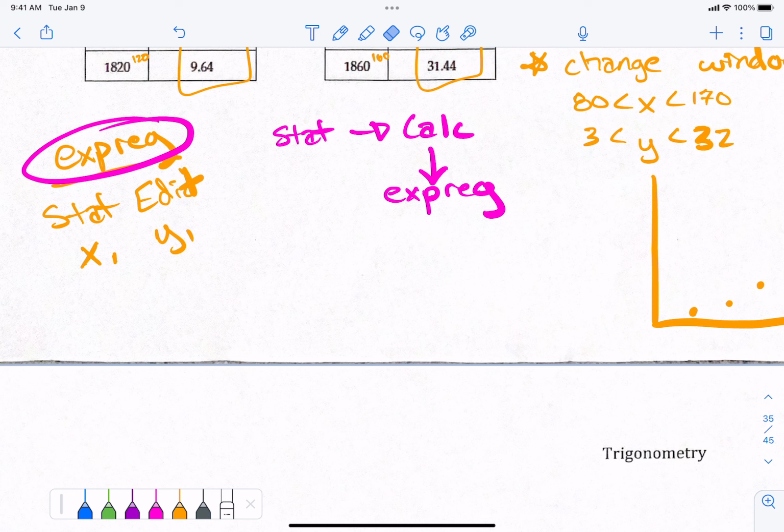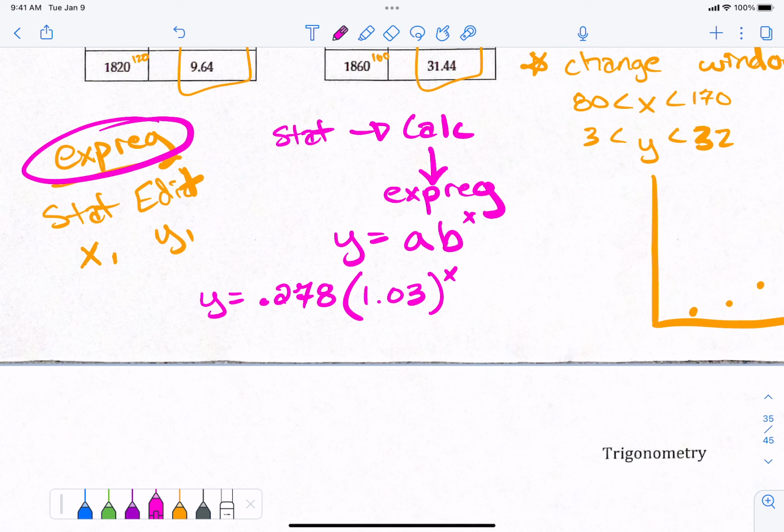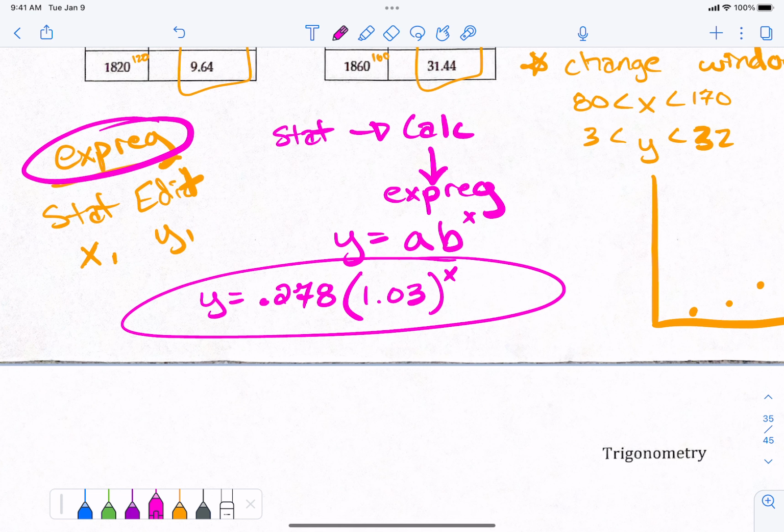The first thing that it spits out says y equals A times B to the x power, or something like that. And then it says below A equals this and B equals this. So you're just going to plug those in. A was 0.278. And then B, I'll do it in parentheses. B was 1.03 something, to the x power. So this is your exponential function that models that data.